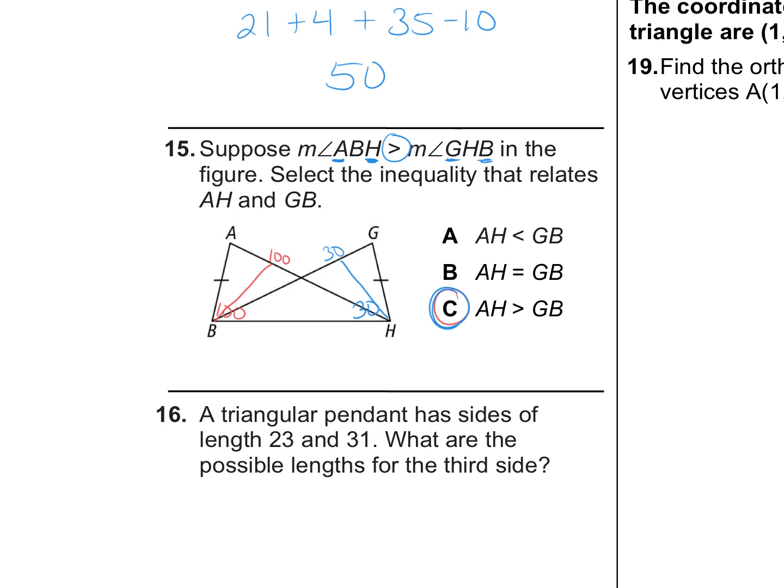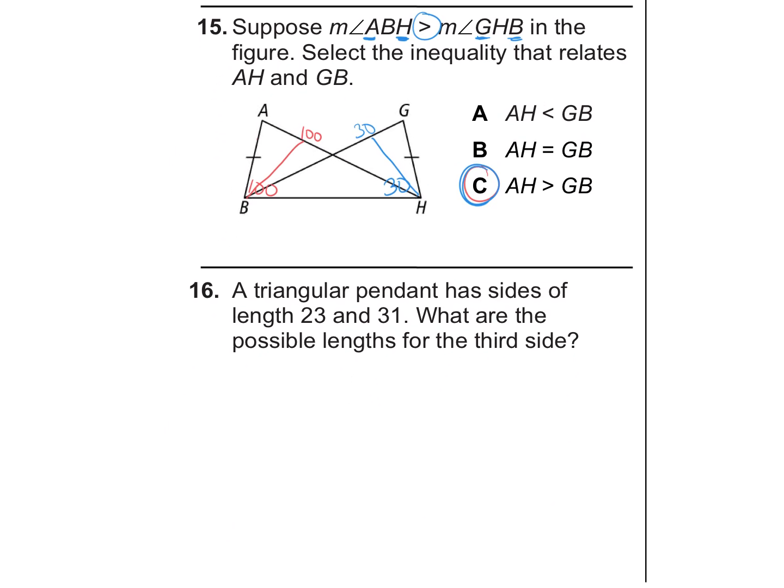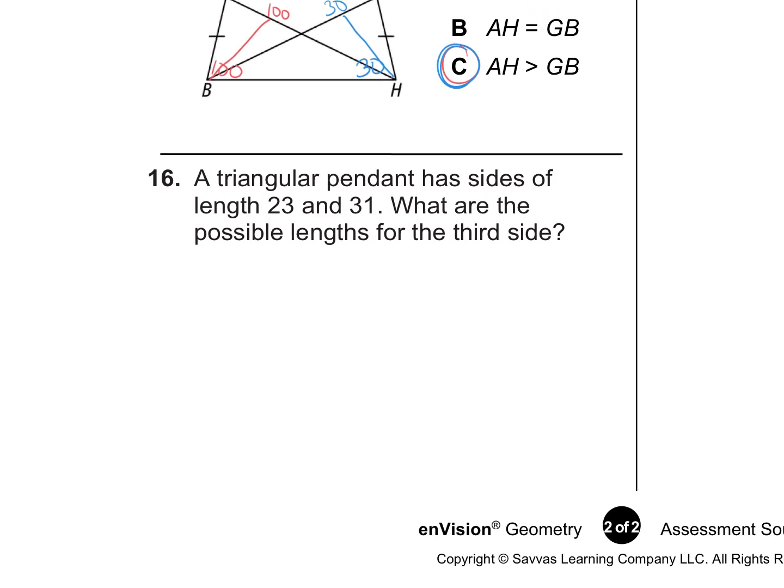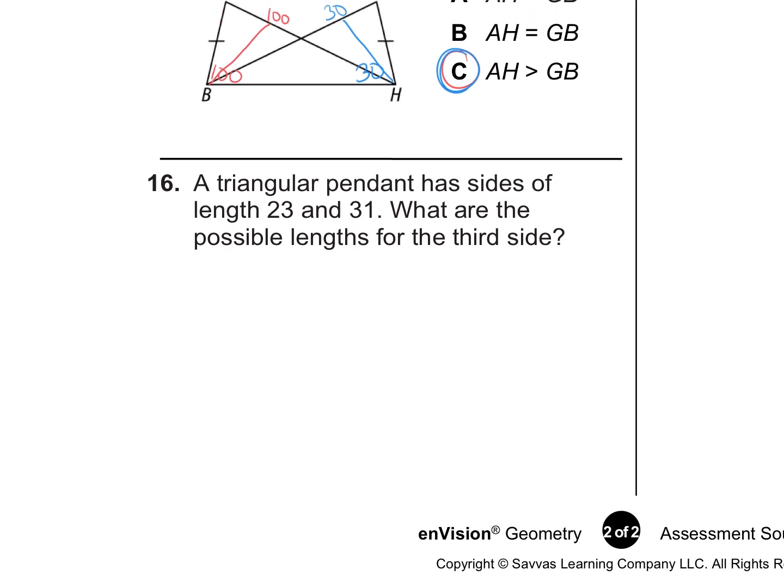Number 16, it says a triangular pennant has sides of length 23 and 31. What are the possible lengths for the third side? Again, some of you are more visual. Draw yourself a picture so you can envision what's happening. So 23 and 31 for X. We want to find the range of X. How do I write my answer for these? What's it going to look like? Number, X, number. Compound inequality, right?